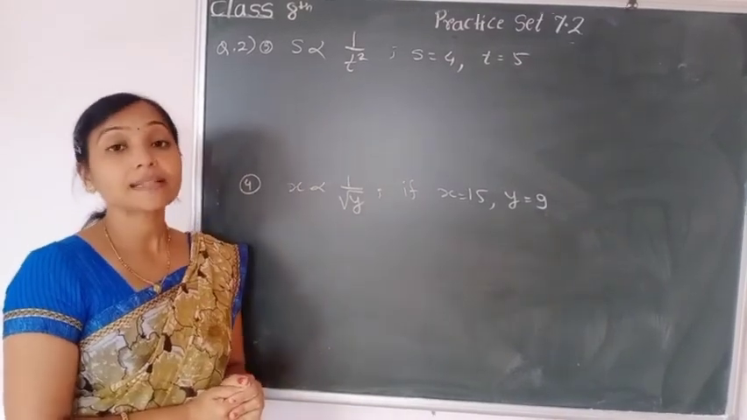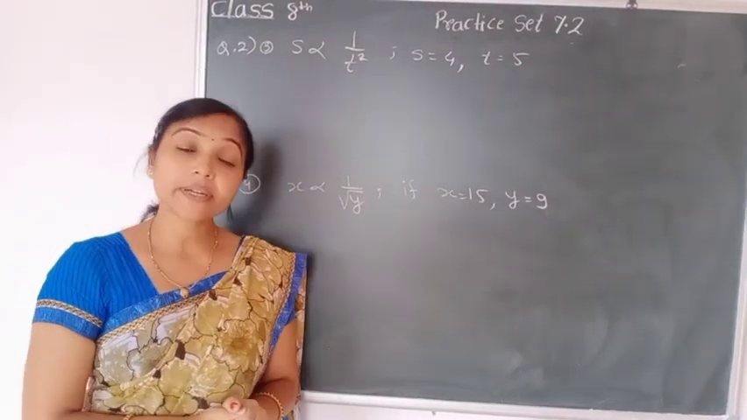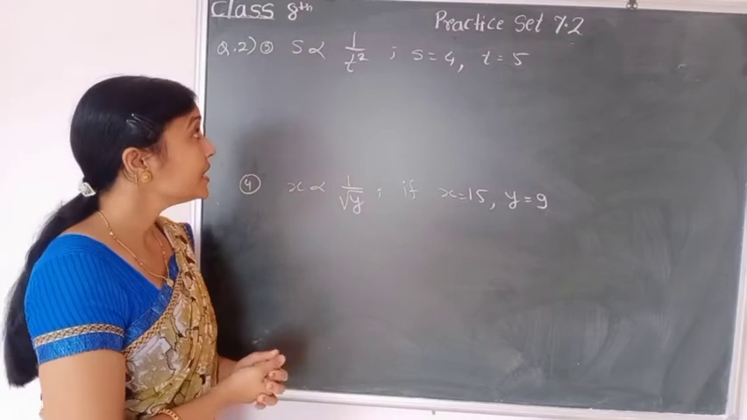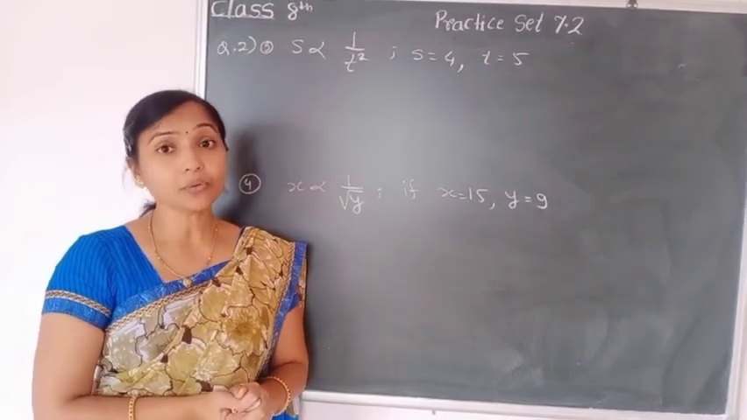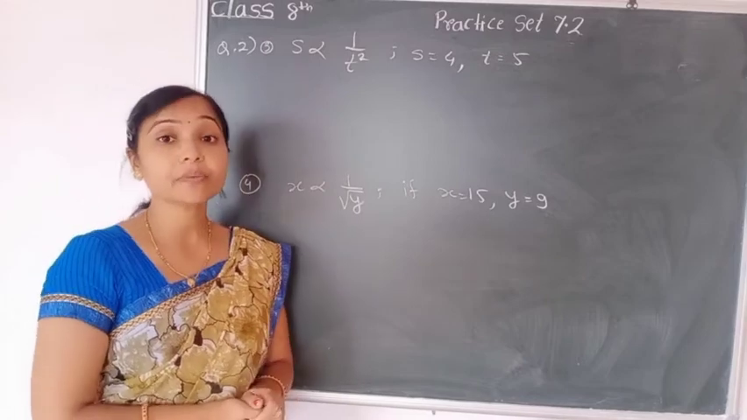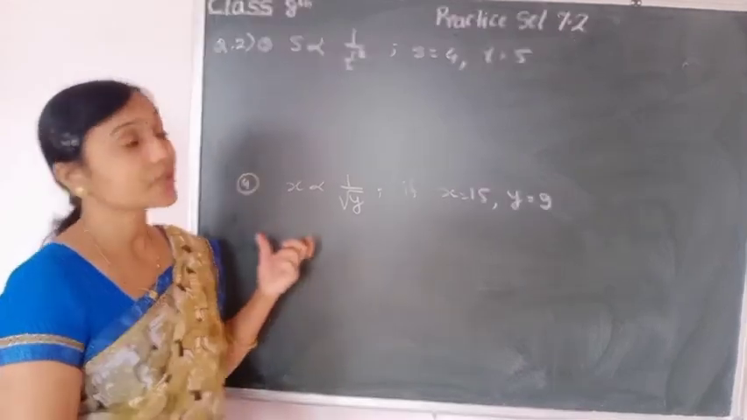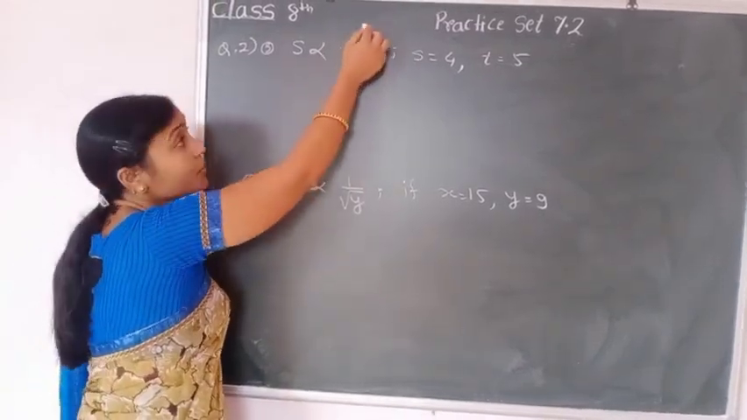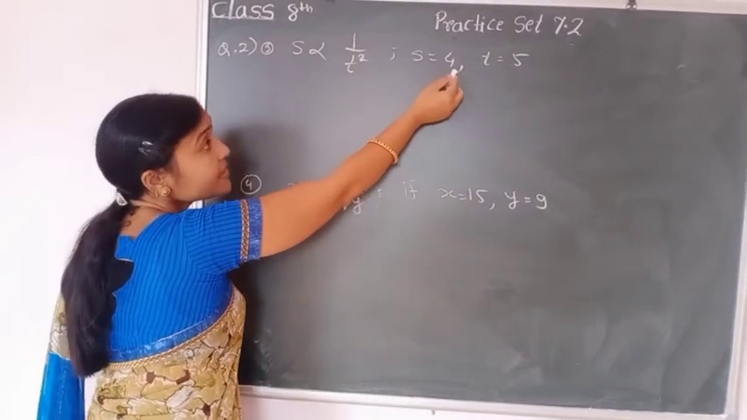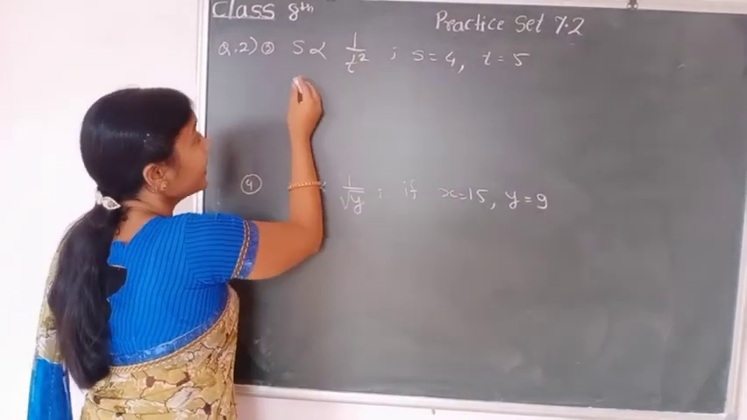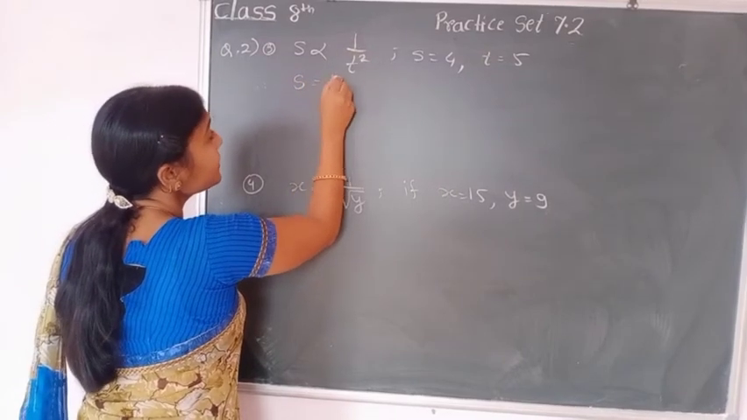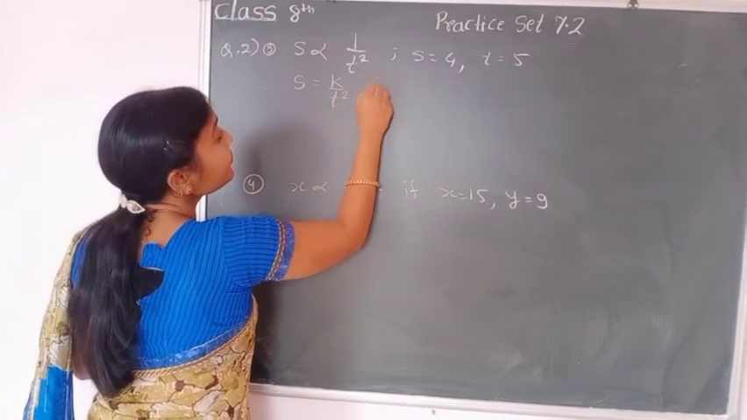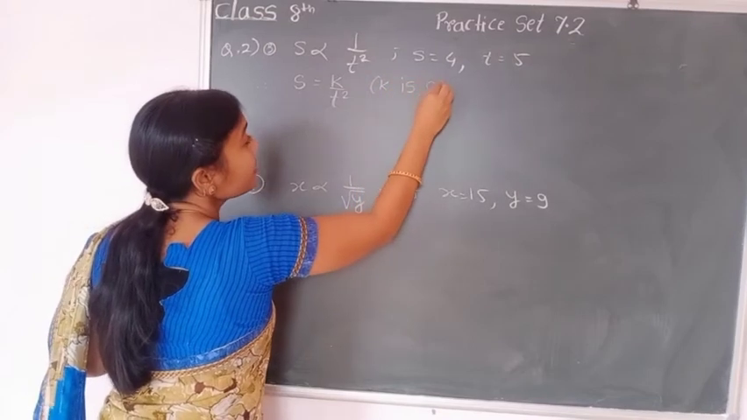Now we see question number 2. I take here example number 3 and 4. First and second you try at home. In this question we have to find the constant of variation and write the equation of variation. Constant of variation is k. So first we find k. S is inversely proportional to T square, where S is equal to 4 and T is equal to 5. Therefore, we write the equation of variation as S is equal to k by T square, where k is constant.